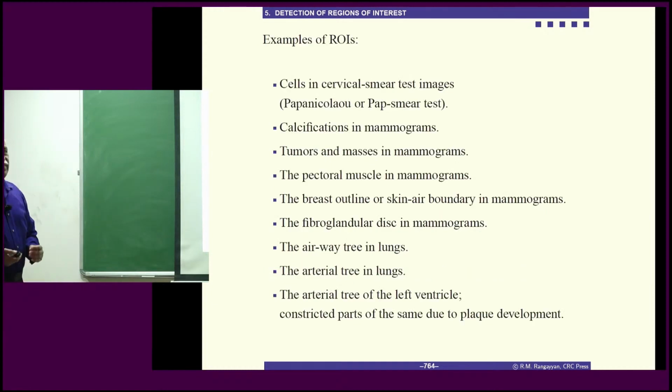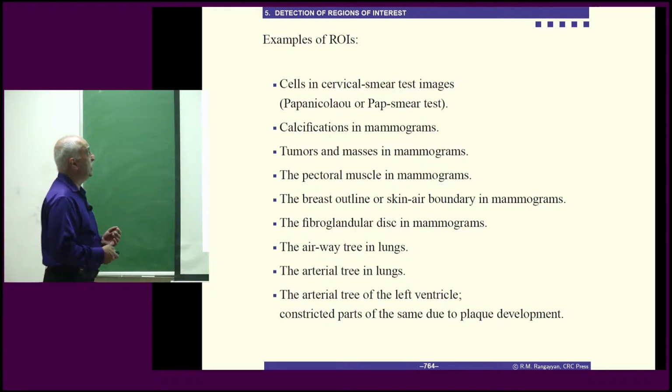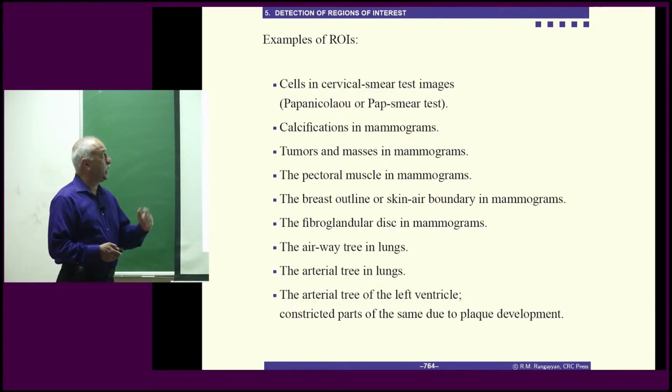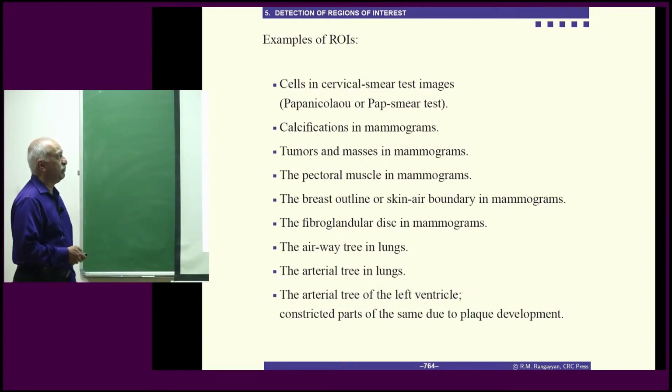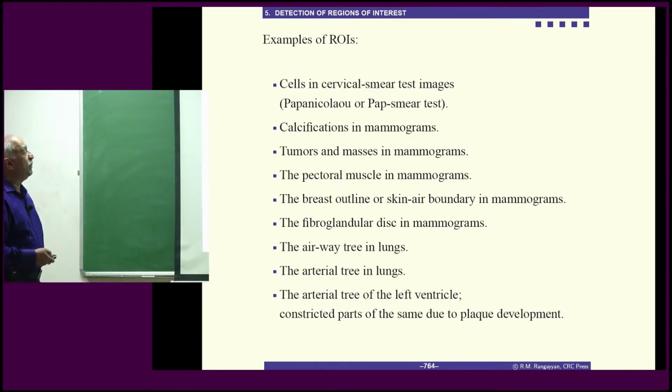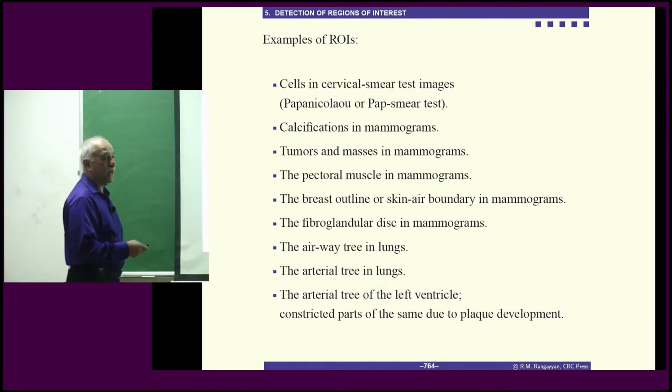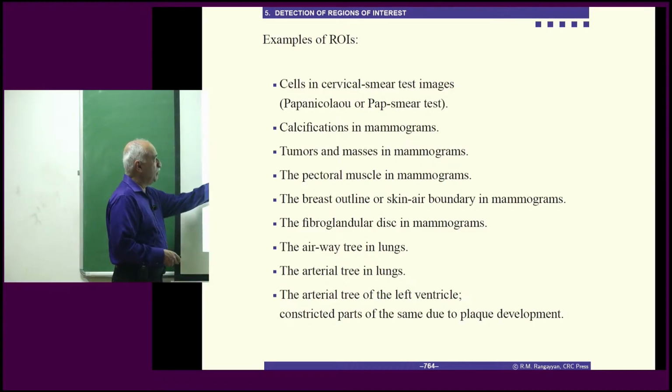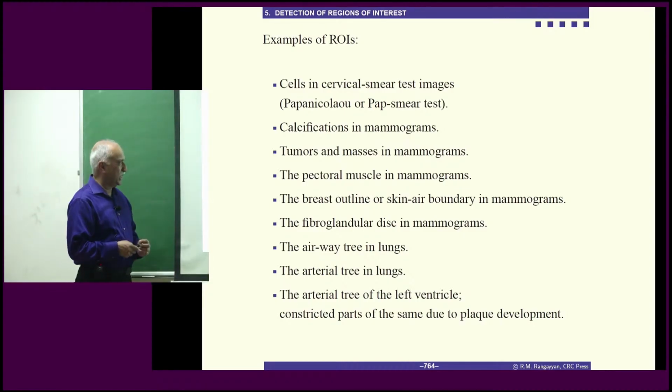So what are these regions in typical medical images? Cells in cervical smear test images for pap smear test analysis to detect cervical cancer. Calcifications in mammograms, as shown. Tumors and masses in mammograms, as shown. The pectoral muscle in mammograms, we will see. The breast outline or skin-air boundary in mammograms, we will see that later. The fibroglandular disc in mammograms, we will see that.